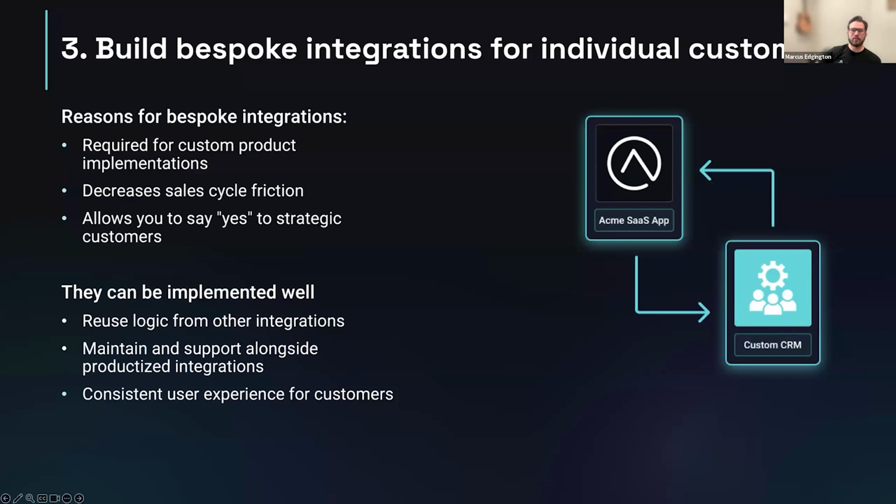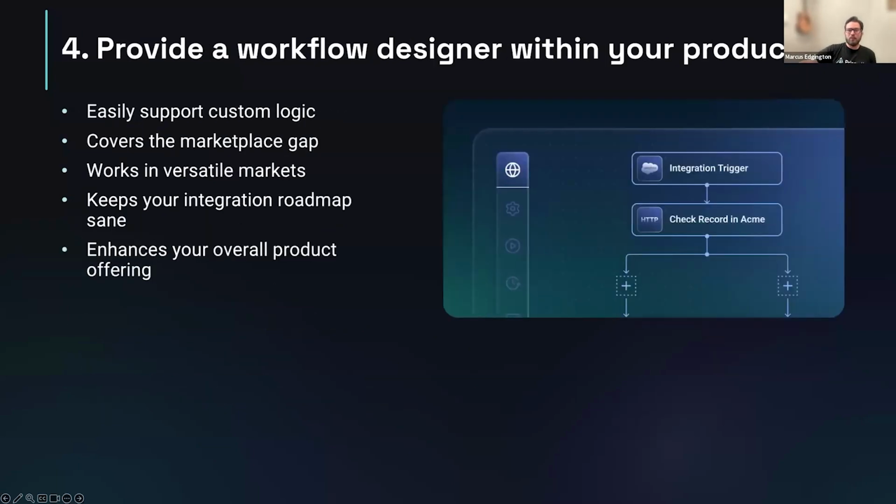Another way you can handle bespoke integrations is by giving your customers tools to easily build their own integrations or customize existing integrations. A great way to do this is by embedding a low-code integration workflow builder directly within your product. A workflow builder gives your customers the same flexibility that would normally come from a customer-facing API, but it allows less technical users to quickly build, update, or modify integrations themselves.